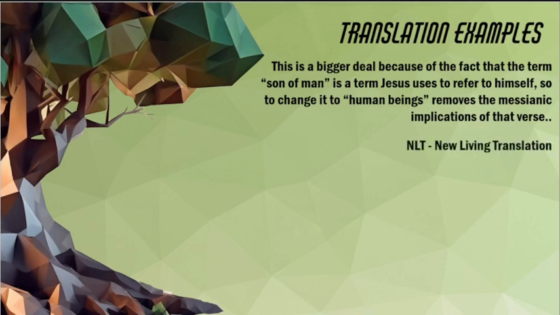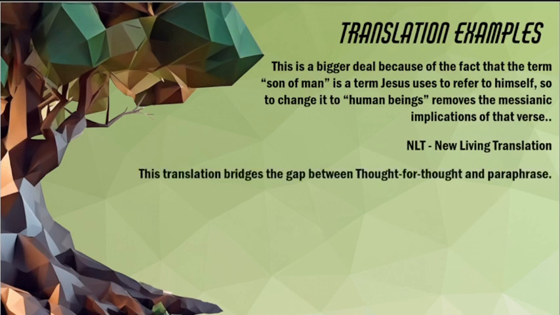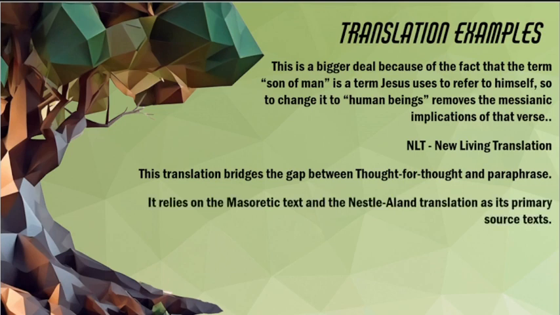That brings us to the NLT, New Living Translation. Now, this is Kate's personal favorite. This translation bridges the gap between thought for thought and paraphrase. It relies on the Masoretic text and the Nestle-Aland text as its primary source texts. It reads between a 6th and a 7th grade reading level. Much, much easier to read the Bible in.